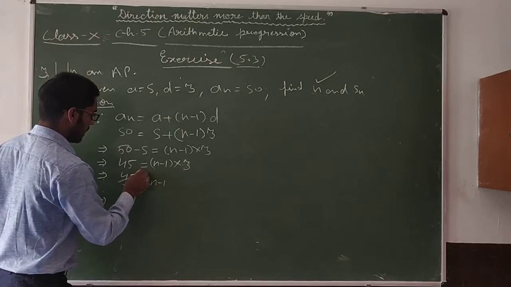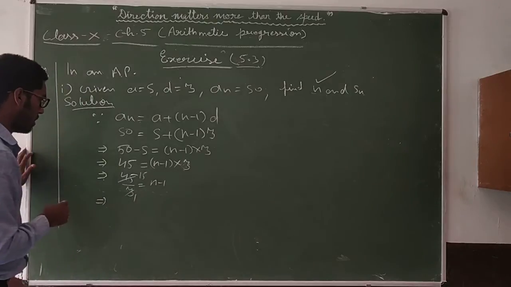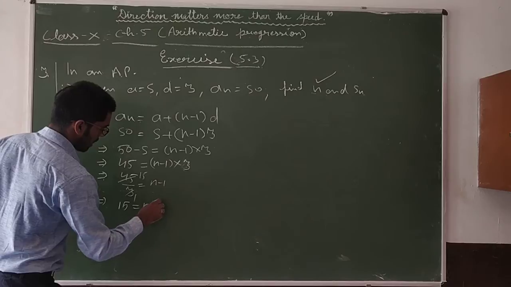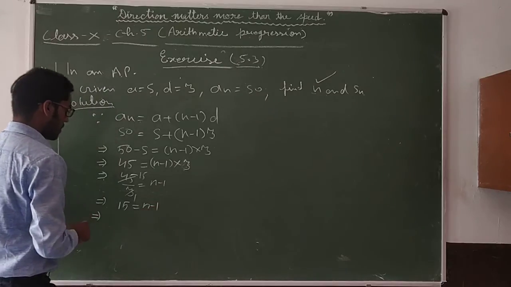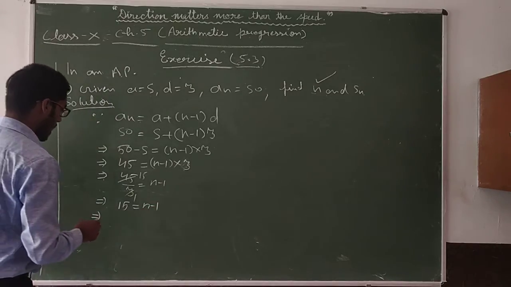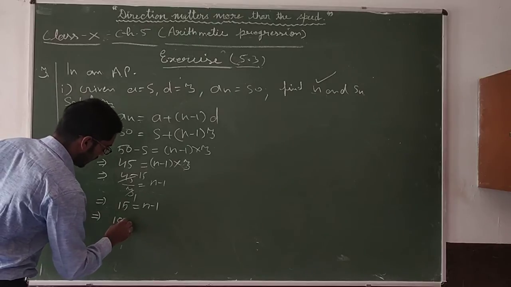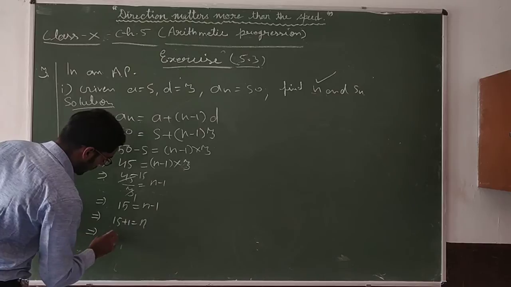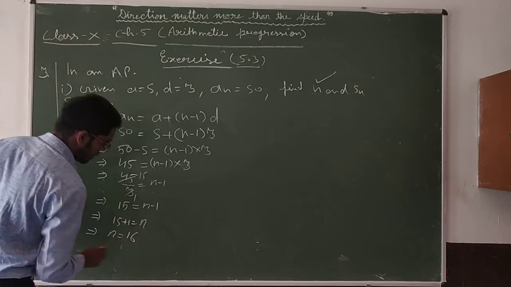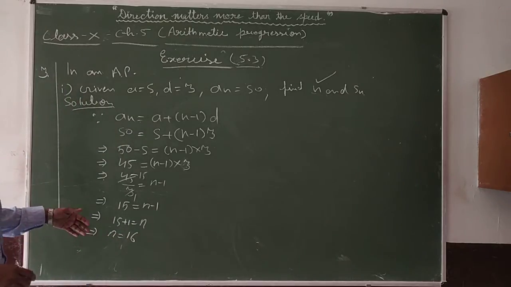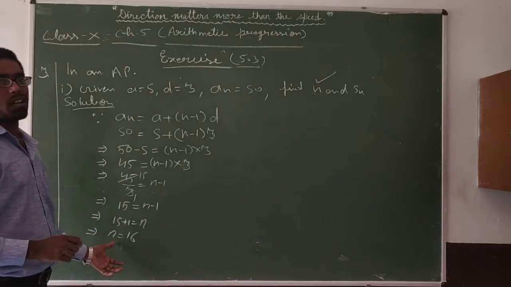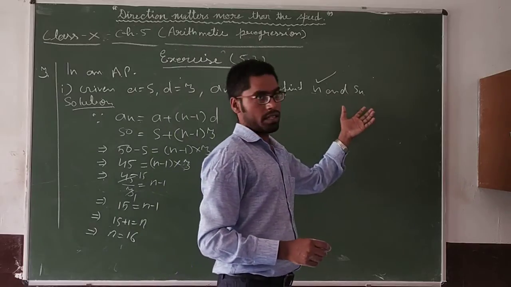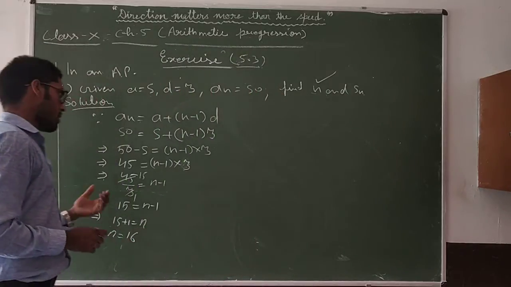3 15s are 45, so 15 is equal to n minus 1. Transpose minus 1 from the RHS to the LHS. It becomes 15 plus 1 is equal to n. Then you will get the value of n is equal to 16. So you have the number of terms. The number of terms is 16 in the series in which you are going to find Sn.